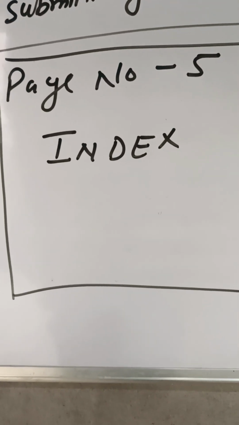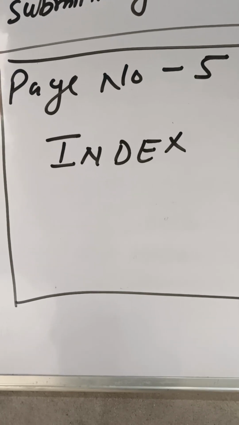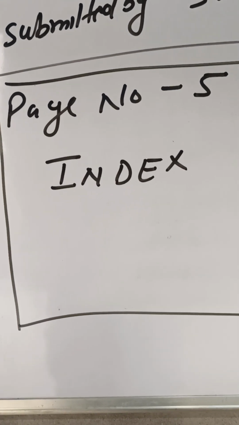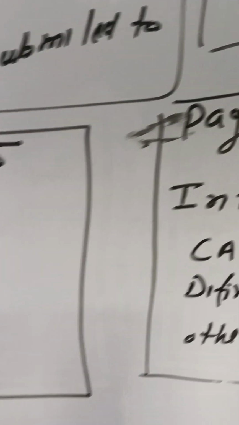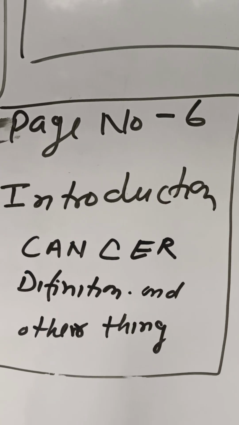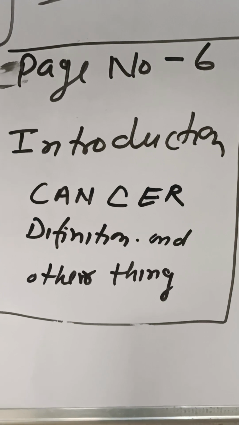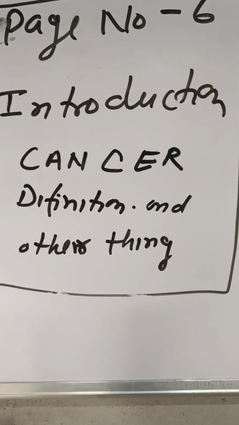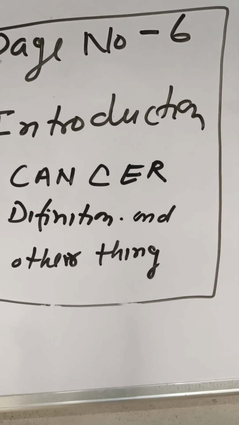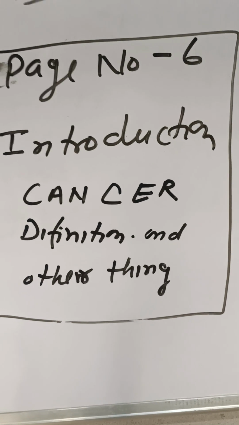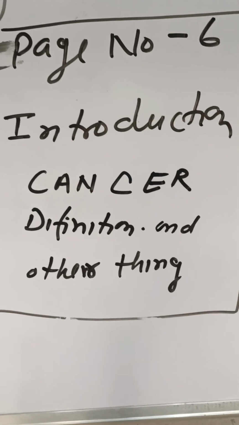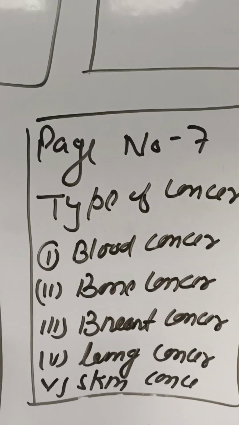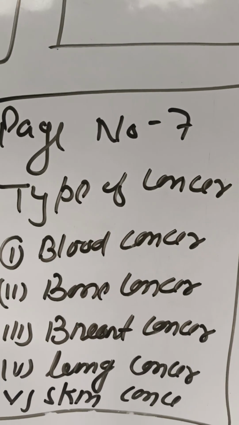In the index you can list which things you want to represent, page by page, and the first point of the index will be the introduction. Here we take the example of cancer. So in the introduction, first you introduce what cancer is, its definition, and any interesting thing about cancer, meaning cancerous cells and the properties of cancerous cells.